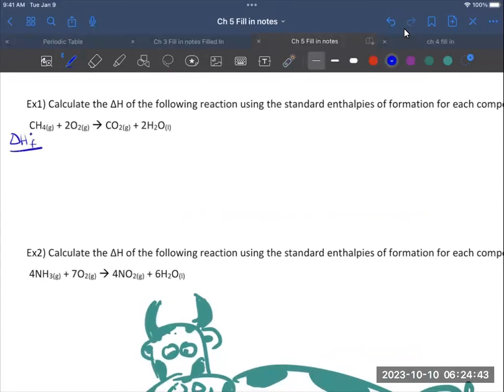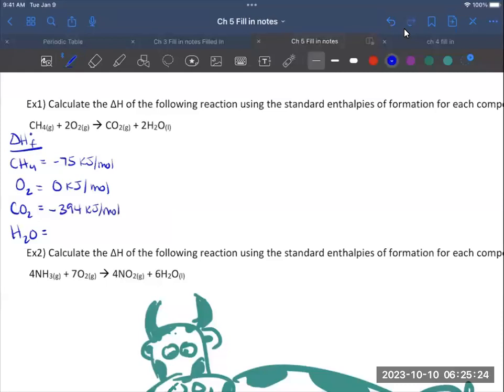So our delta H of formation values, we're going to have to look up CH4, O2, CO2 and H2O. So when you go to the back of the book and you look up these values, we're going to get negative 75 kilojoules per mole here. Oxygen is elemental. It's a pure element, so that's going to be 0. Everything that's in elemental form is going to be 0. So if it's not a compound, it is 0. Whoop. That's a 3. And H2O.